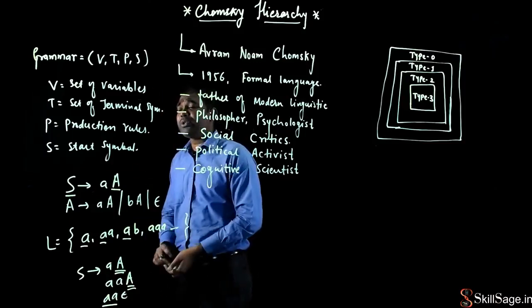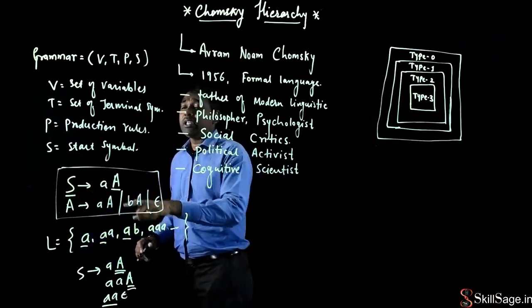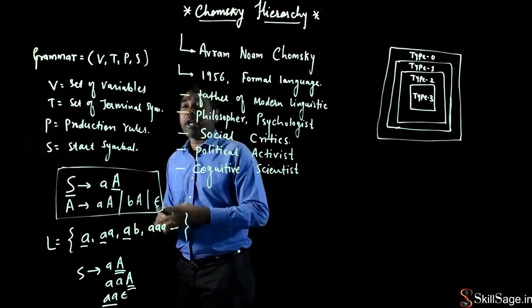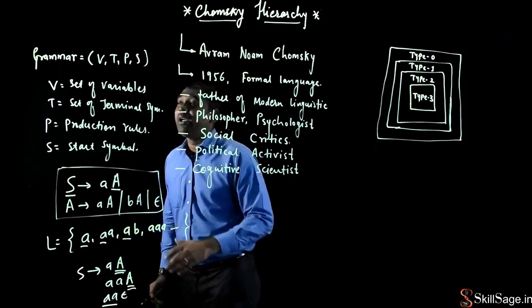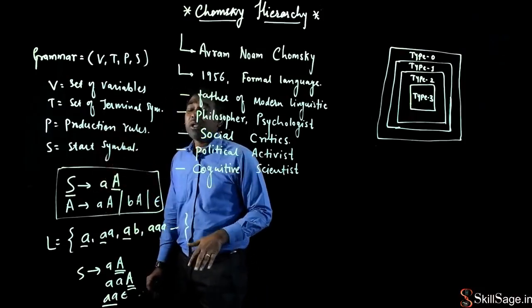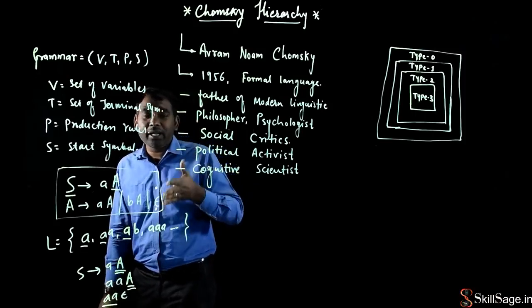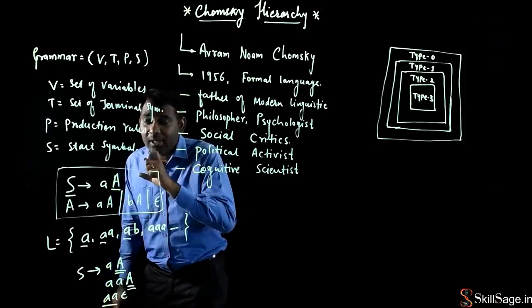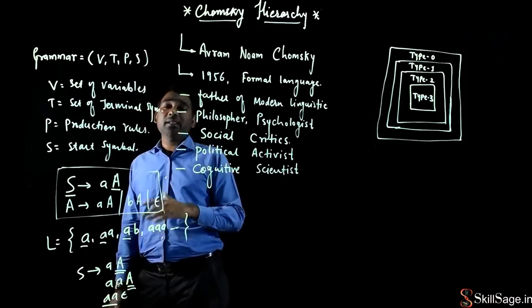What are my production rules? Whatever these two things I have written over here, these are my production rules. And from the basis of those rules only, I am able to generate certain strings, right? And what is my start symbol? The start symbol is S, because I need to start from somewhere. I need to start deriving the string from some variable, so one of the variables has to act as the start symbol.